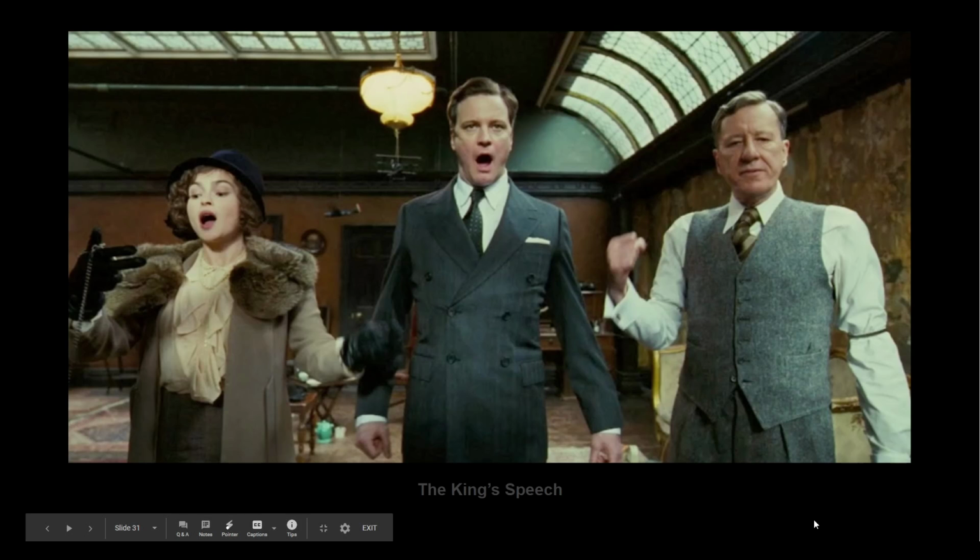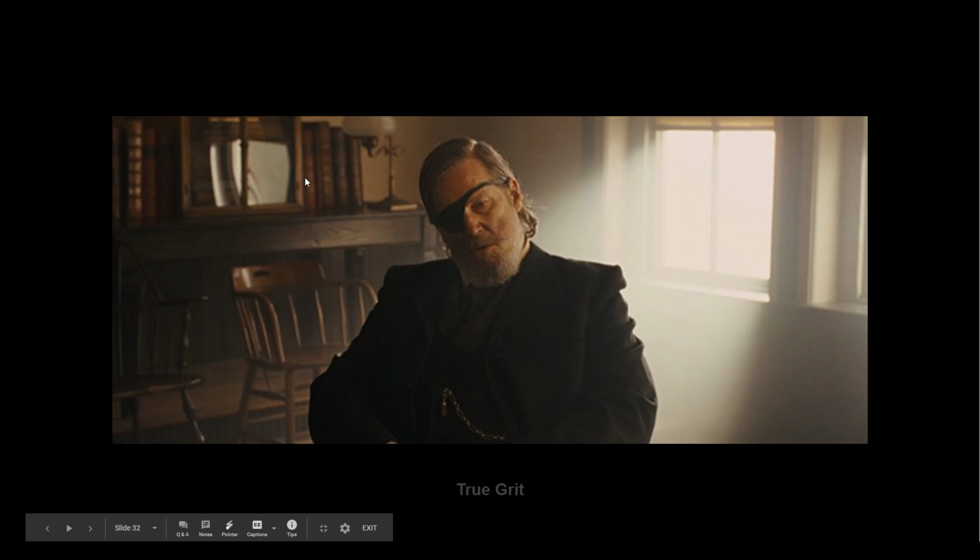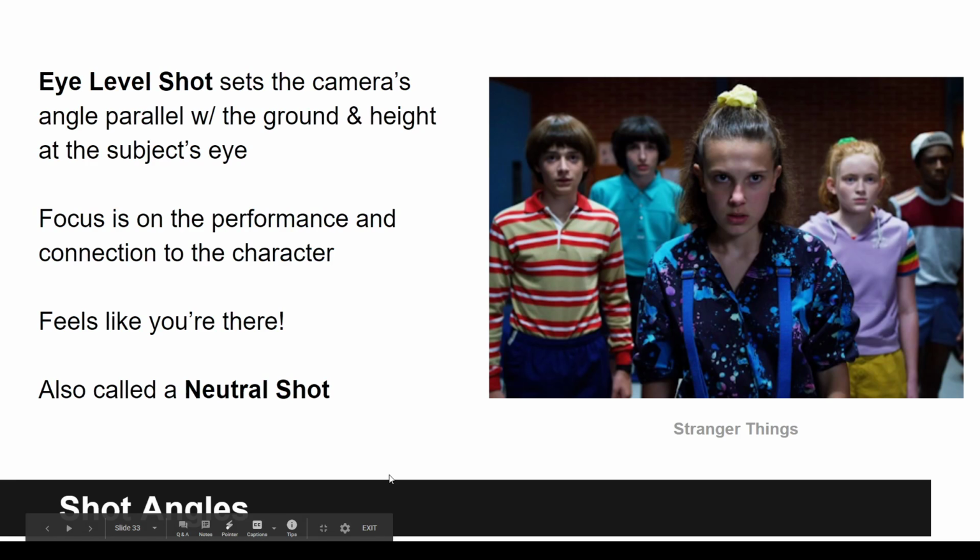Here's a great example from The King's Speech: multiple characters in a medium full shot, cut off at their thighs, to get them all in the same space. But again, we're just focusing on these characters. True Grit, a medium shot focusing on, I can't remember what his name is, maybe Jeff Daniels, no, it's not Jeff Daniels. But cropping in on his waist, as we listen to what he's saying during this dialogue scene.